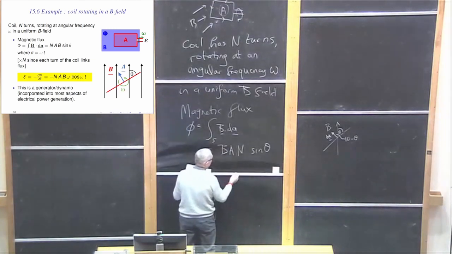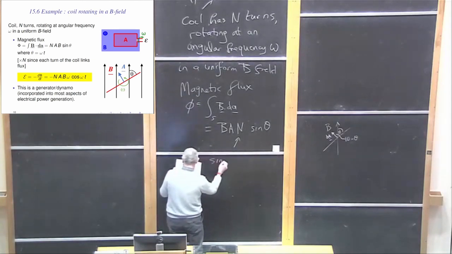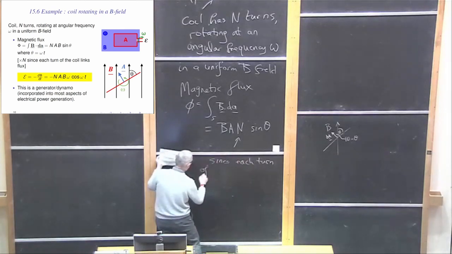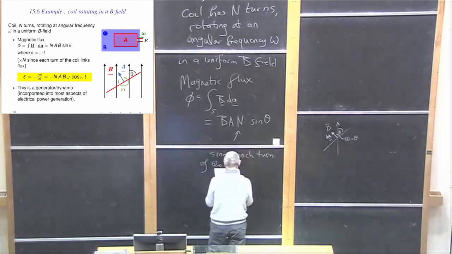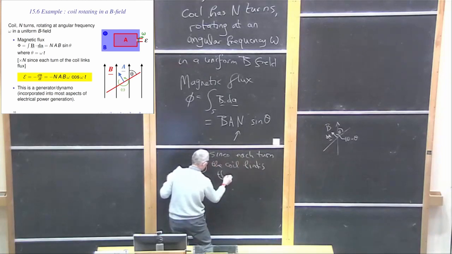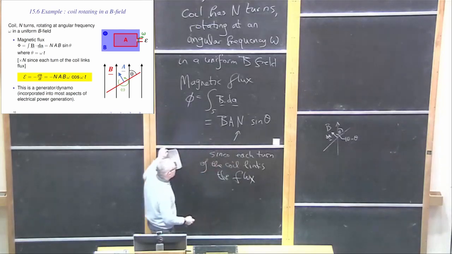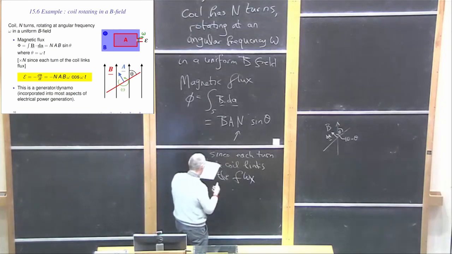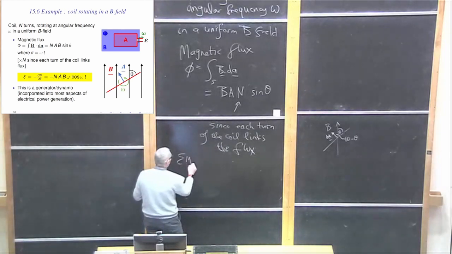And the n here is because each turn of the coil links the flux. So that's the magnetic flux. Now I can calculate the EMF induced.